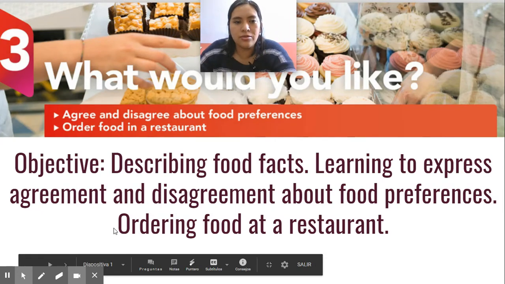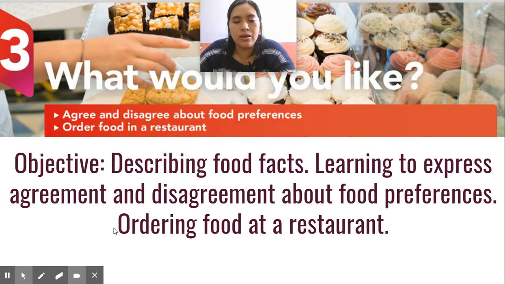Welcome to Unit 3. Today's topic: what would you like? The objectives of the unit are describing food facts, learning to express agreement and disagreement about food preferences, and learning how to order at a restaurant.